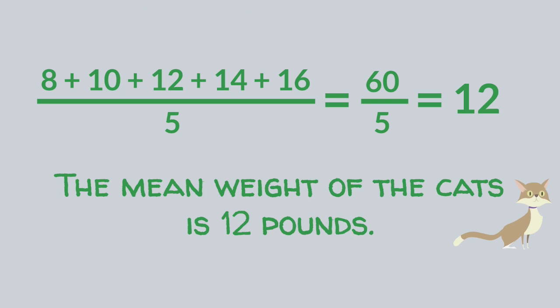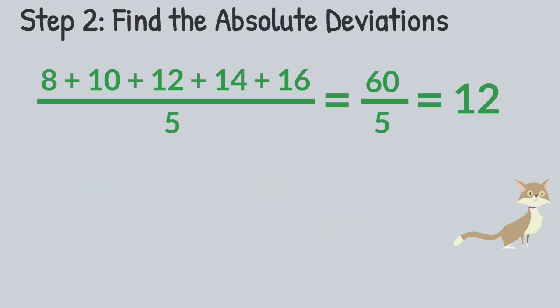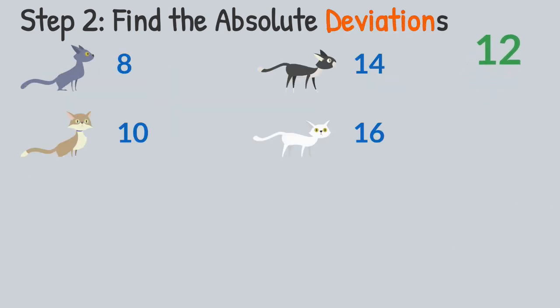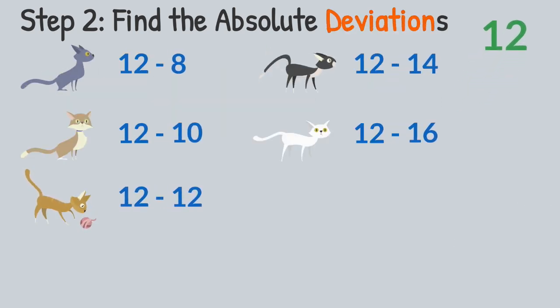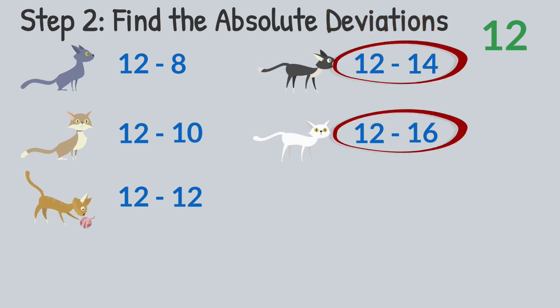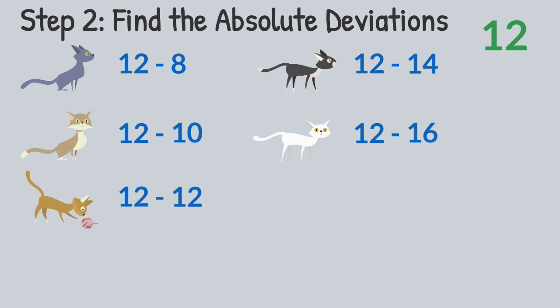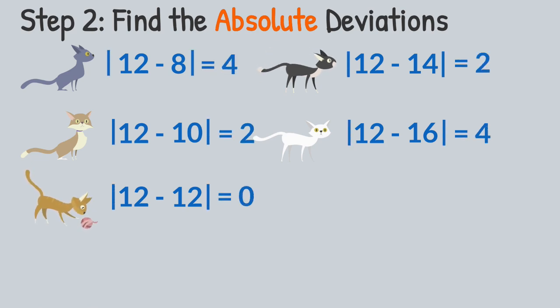Next, we calculate the absolute value of the deviation of each cat's weight from the mean. Deviation means difference, so we subtract each weight from the average. However, we don't want negative values in our calculation. We want to know how far each value is away from the mean, not its direction. This is where absolute, or the absolute value, comes in. To do this, subtract each cat's weight from the mean and take the absolute value.